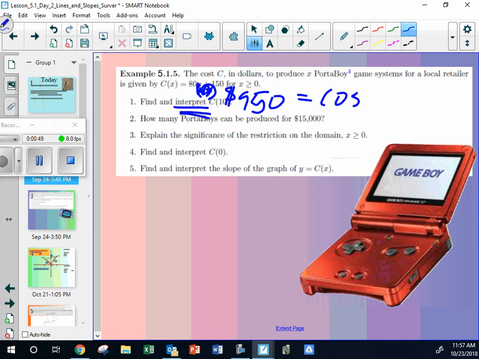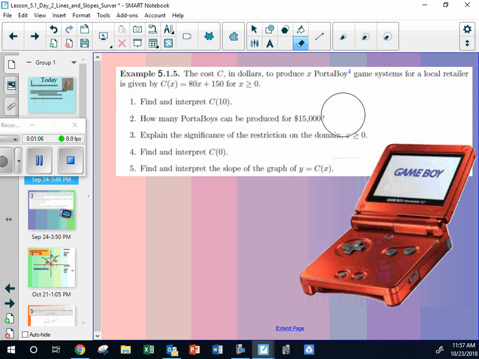So cost for 10. Now, if on the test you couldn't figure out what it's about, it's always about the units. Dig deep at the units. If you couldn't figure that out, you can't get the credit just for knowing 950. All right. So how about the 15,000? Did you figure out that you want to put that in here and then solve?